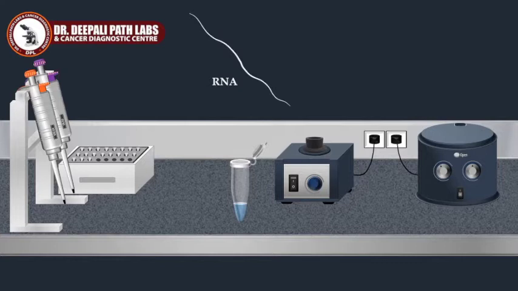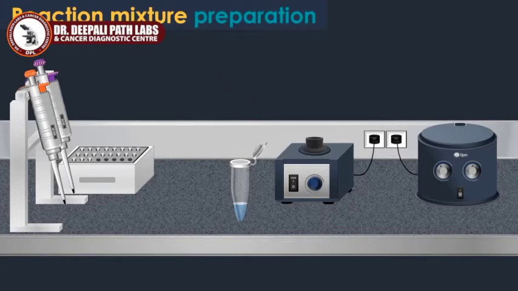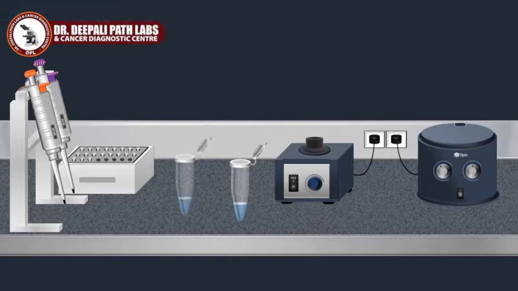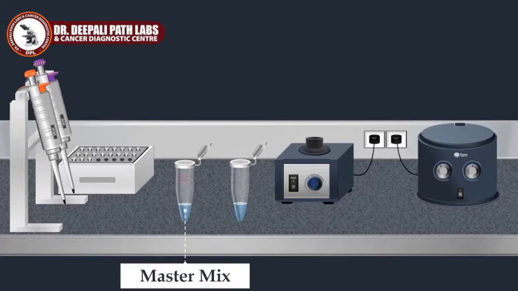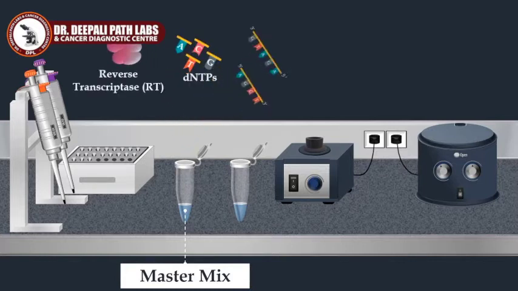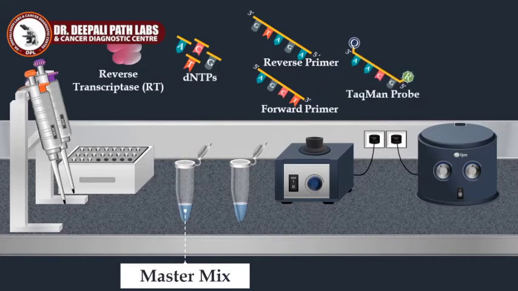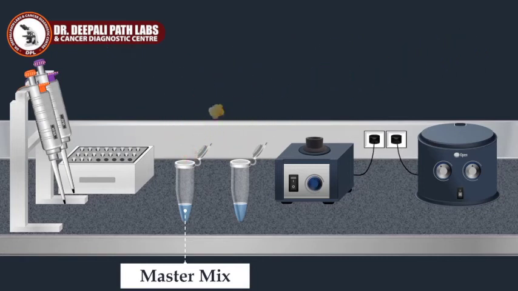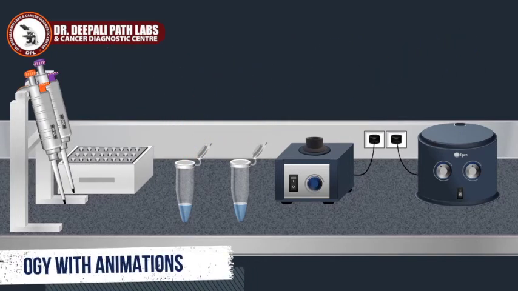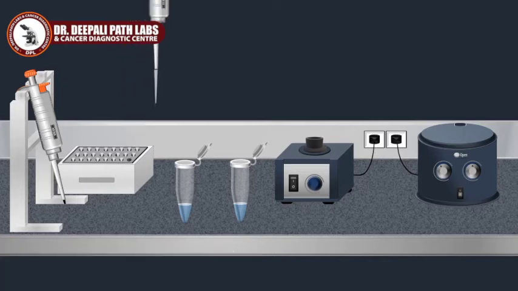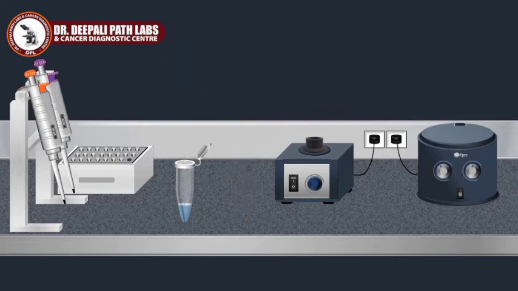After the extraction of the viral RNA, the next step is the preparation of the reaction mixture for PCR amplification. In this step, a master mix is used, which is a premixed concentrated solution that consists of buffer, reverse transcriptase enzyme, nucleotides, forward primer, reverse primer, TaqMan probe, and DNA polymerase. Finally, to complete this reaction mixture, the RNA template is added. The tube is mixed by pulse vortexing.